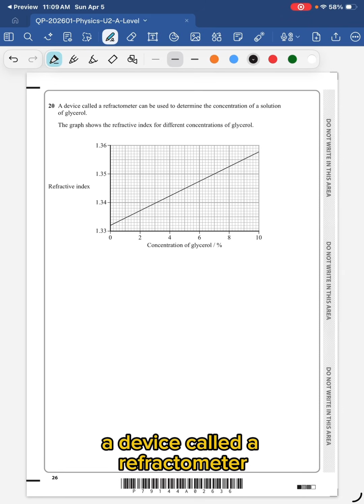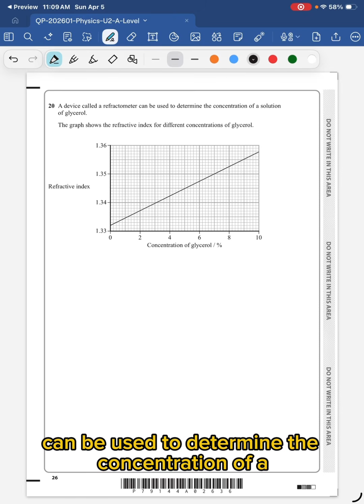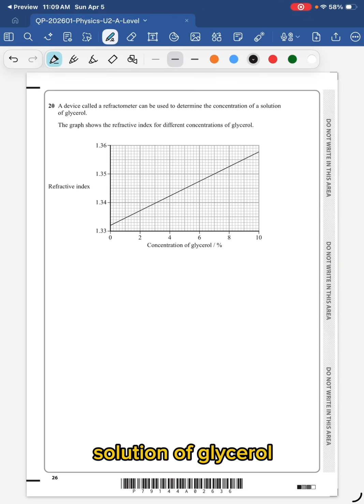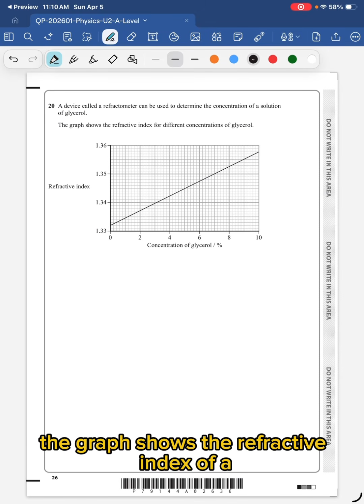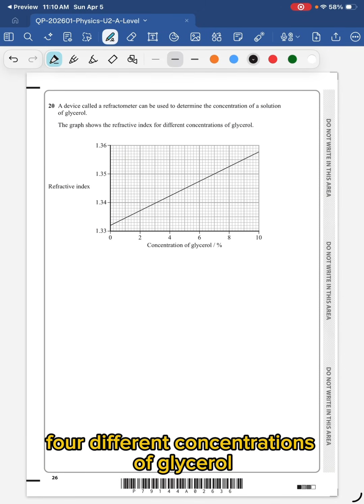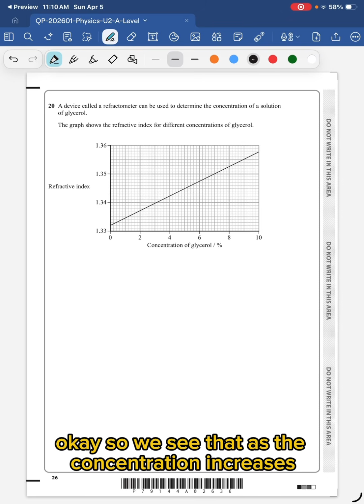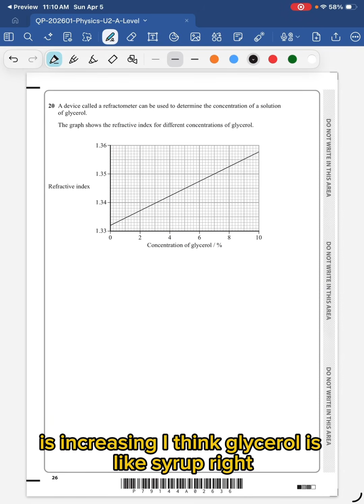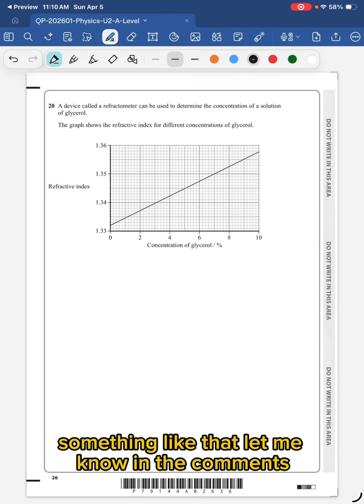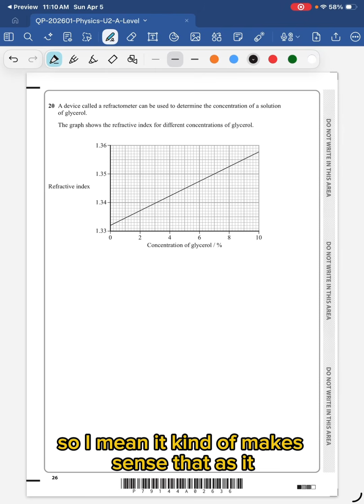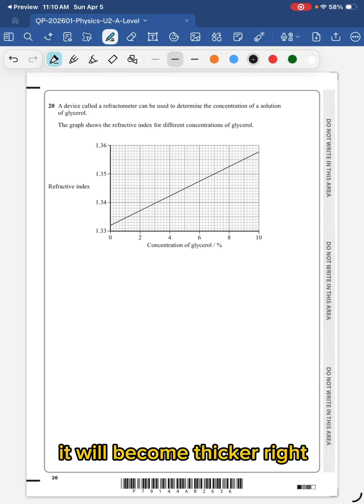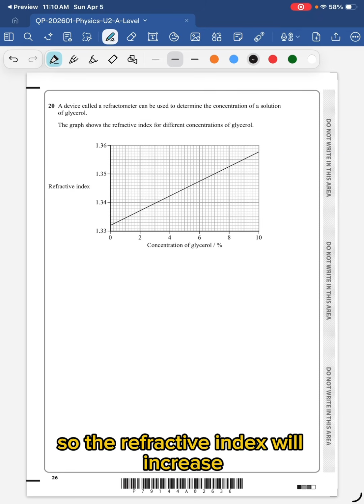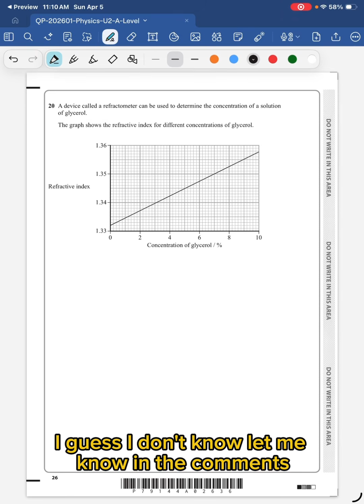Question 20. A device called a refractometer, I never heard of this before, can be used to determine the concentration of a solution of glycerol. The graph shows the refractive index of 4 different concentrations of glycerol. Okay, so we see that as the concentration increases, the refractive index is increasing. I think glycerol is like syrup, right? Something like that. Let me know in the comments. So it kind of makes sense that as it becomes thicker, the refractive index will increase as you increase the concentration. I guess, I don't know. Let me know in the comments.